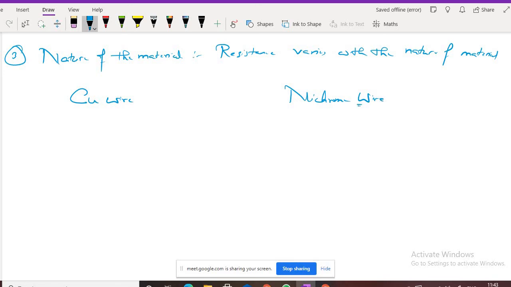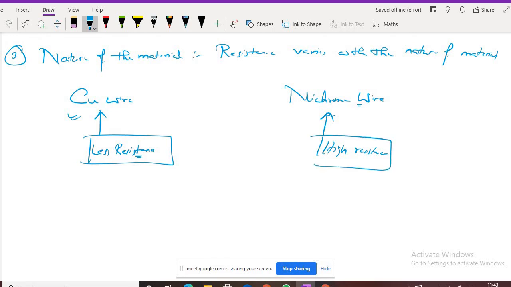But if you want to make an electric heater, we will never use a copper wire, rather we will use a nichrome wire. Why is this so? Because copper has less resistance, my dear. It will allow current to pass through it. Its resistance is less. But nichrome wire has a high resistance. Since it has a high resistance, it generates heat. That's why we use it in a heater.